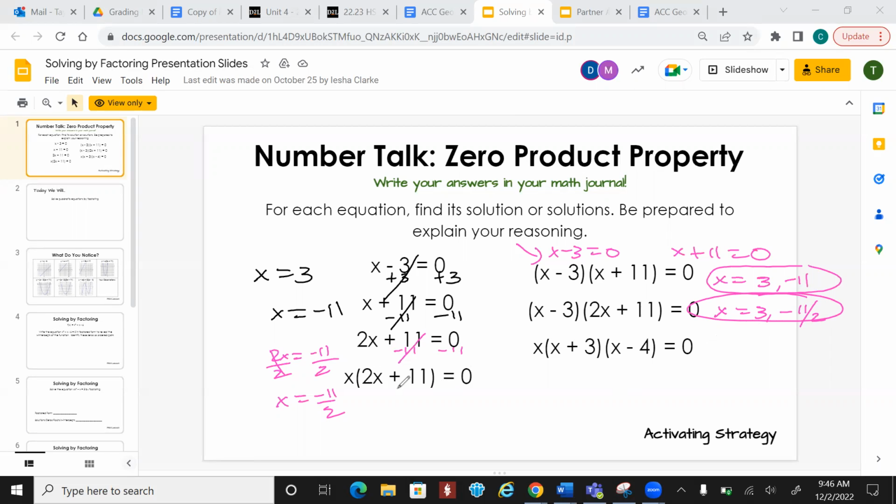Okay. On this one down here at the bottom, you've got this x out front. You're also going to set that equal to 0 and then solve. That's just going to be x equals 0. And then you would solve this out, and that would give you x equals negative 11 halves. Does everybody see? If we have it in factored form, we're going to set them equal to 0 and then solve.